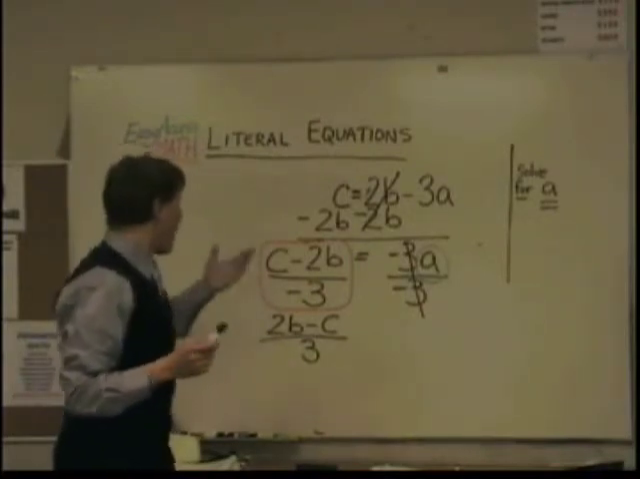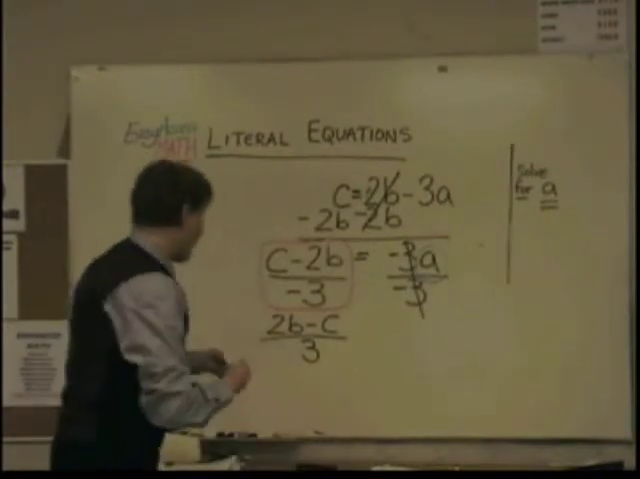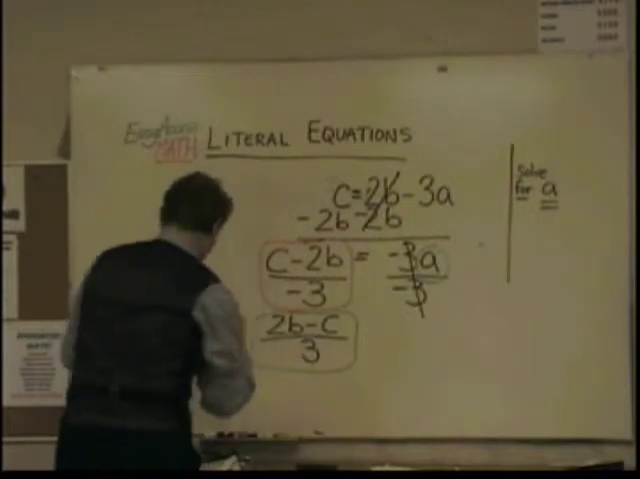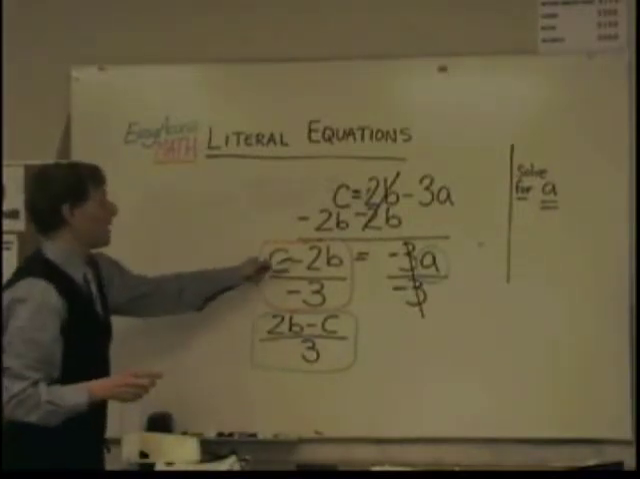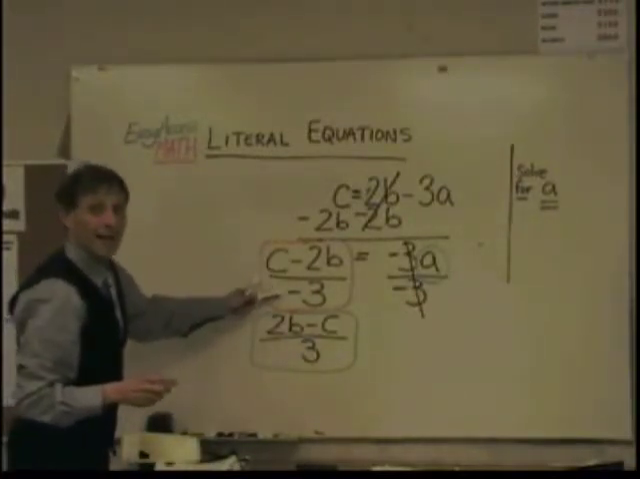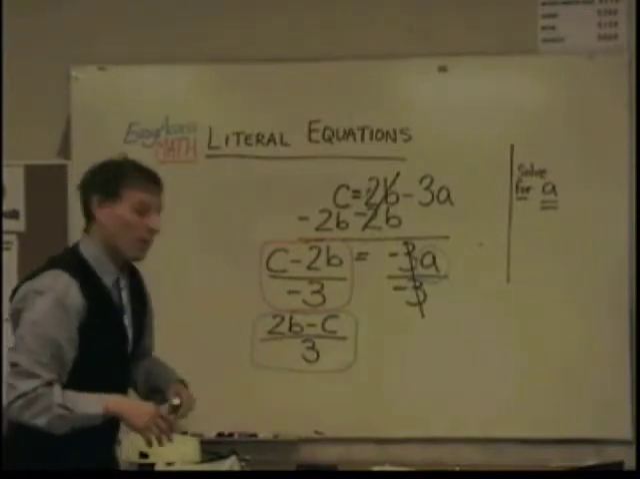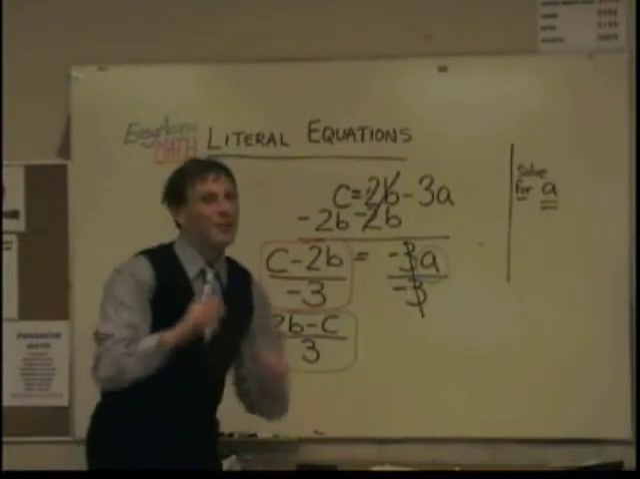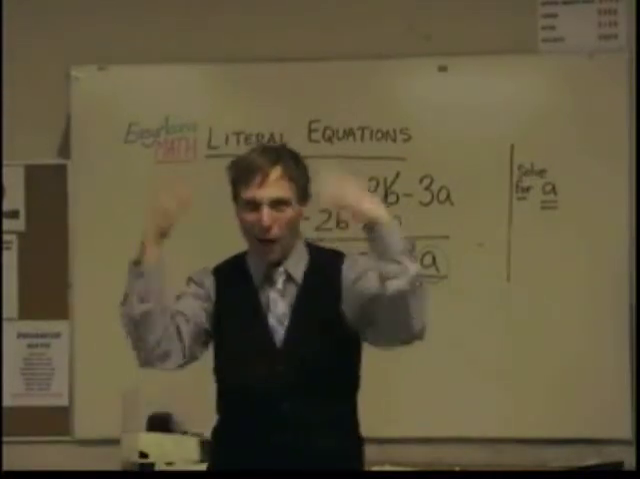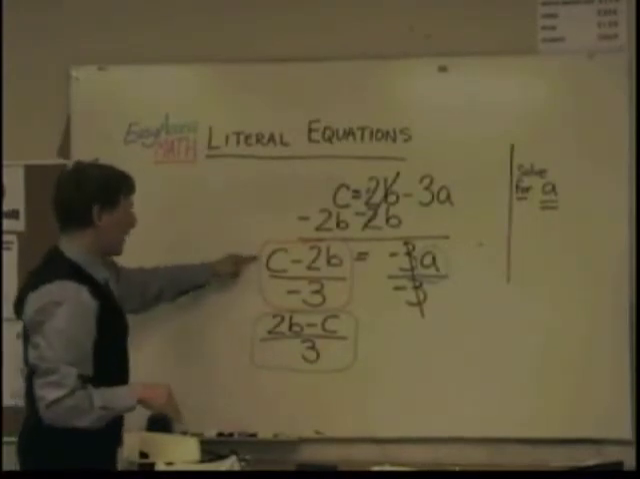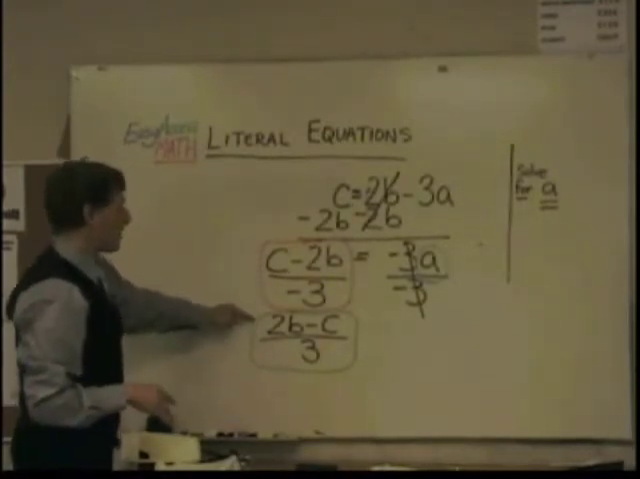And so your answer could be presented in either way, and you want to be aware of that. If you come up with this one, c minus 2b over minus 3, and this is a choice, it's the same thing. It's just another way of saying the same answer. So you have to be flexible in your mind to be aware of the rules of the sign numbers. These two are exactly the same thing.